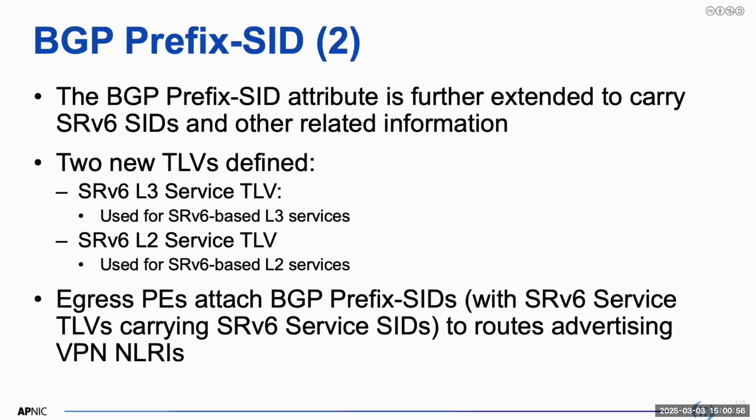The BGP prefix SID attribute is further extended to carry the SRv6 SID, and we have TLVs like the SRv6 L3 service TLV and SRv6 L2 service TLV, which are used to provide layer 2 or layer 3 VPNs.